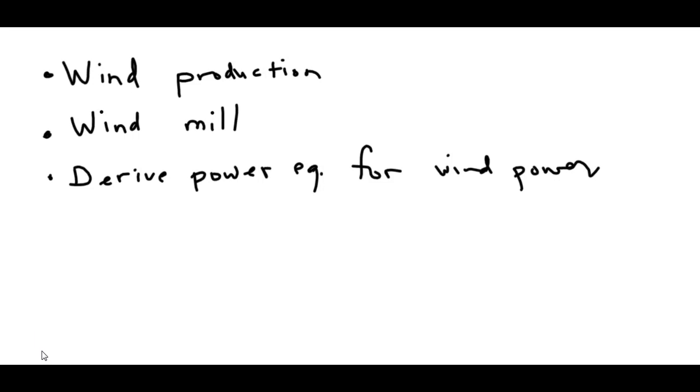In this video, we're going to look at wind production, how is it produced, and we'll look at an example which includes coastal wind. Then we'll look at windmills, and then finally we'll derive the power equation for wind power. So wind production, how is it produced?